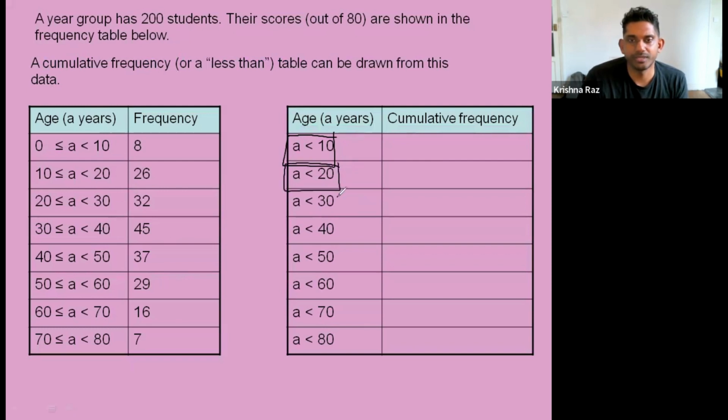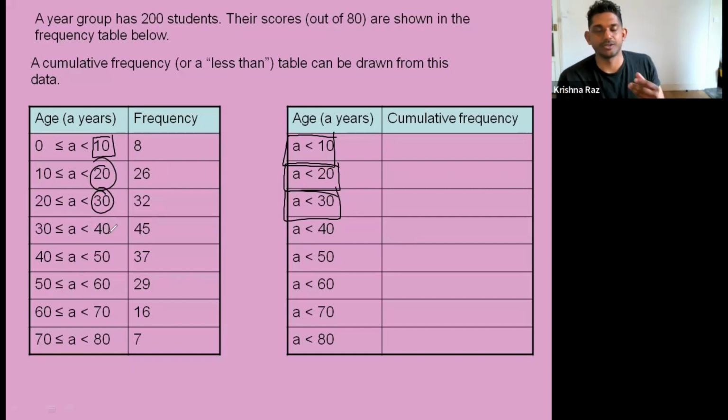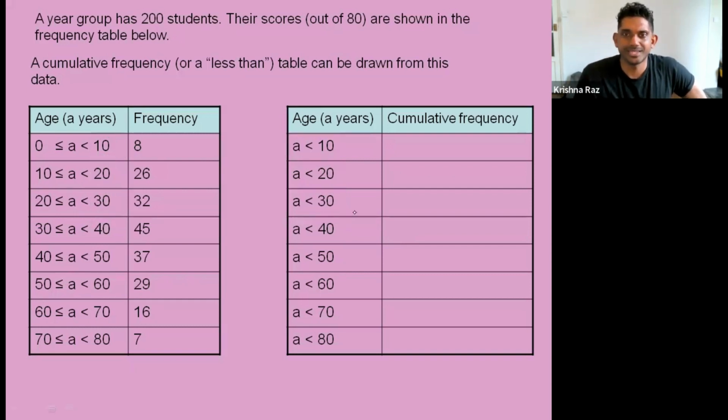This bit here just means how many people scored 10 marks or less. How many people scored 20 marks or less? How many people scored 30 marks or less, and so on. It's that concept that we'll be using in the graph for the cumulative frequency. So we can see that 8 people scored less than 10 marks.